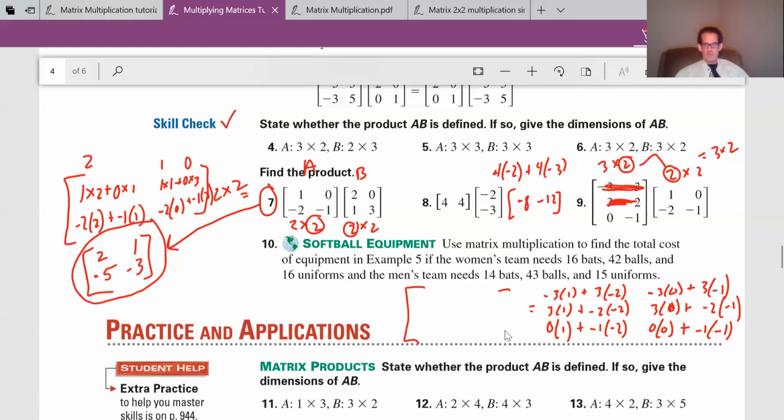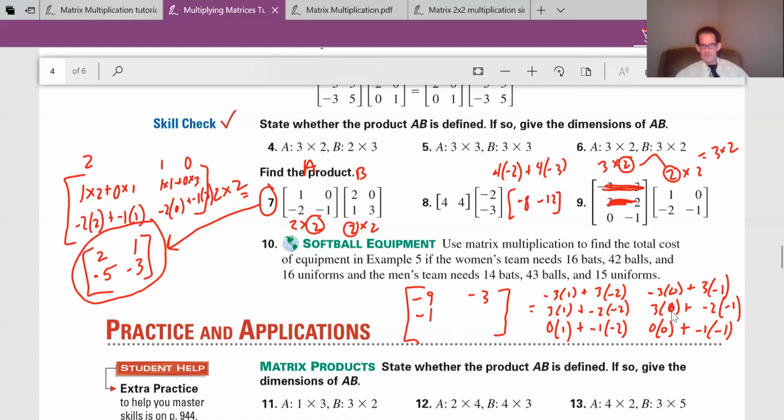And here we go. Okay, so over here I have negative 3 times 1 is negative 3, and 3 times negative 2 is negative 6. So negative 3 plus negative 6 is negative 9. And over here, I have negative 3 times 0 is 0, and 3 times negative 1 is negative 3. Okay? Remember, this has to be a 3 by 2 matrix. So here's my next row. I have 3 times 1 is 3, and negative 2 times negative 2 is negative 4. So 3 plus negative 4 is negative 1. So I'm going to put negative 1 here.